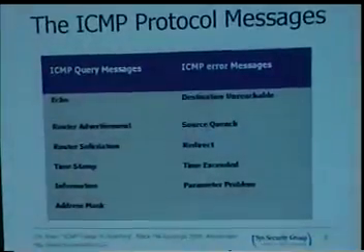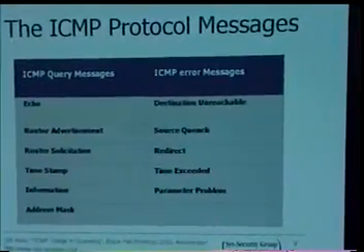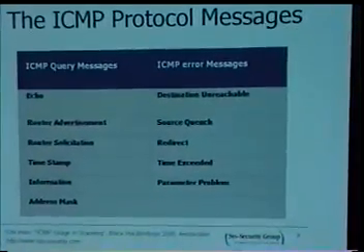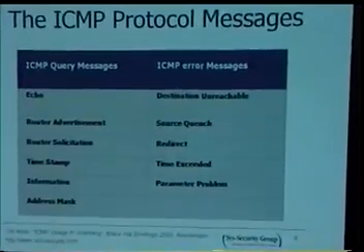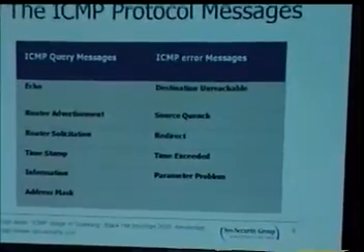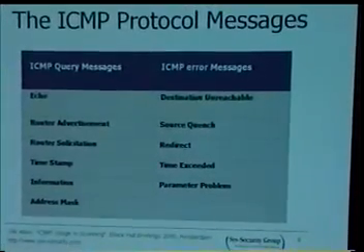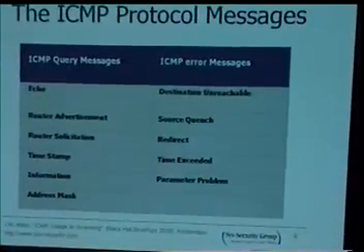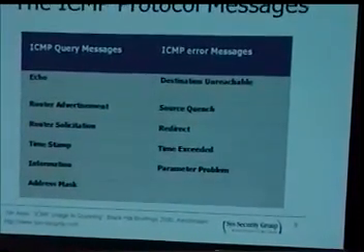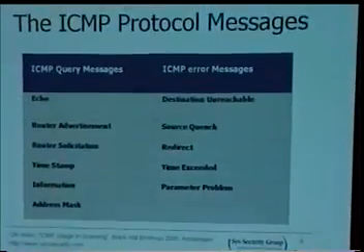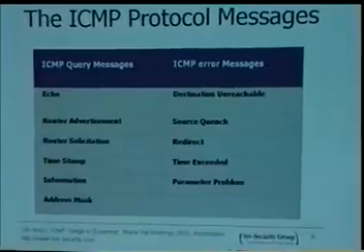We have two types of ICMP messages, the query messages and the error messages. On the query side, we have what most people know, which is the echo used in the ping utility. We have router advertisement, router solicitation, timestamp, information request, and address mask request. On the error side, we have destination unreachable, source quench, redirect, time exceeded, and parameter problem.